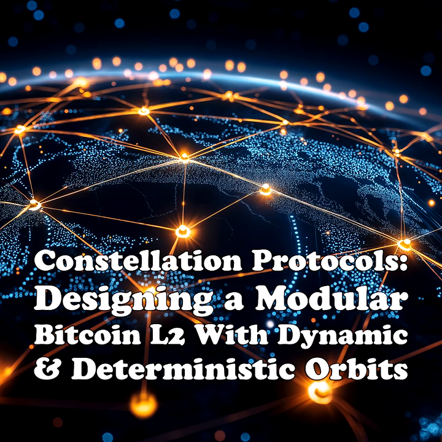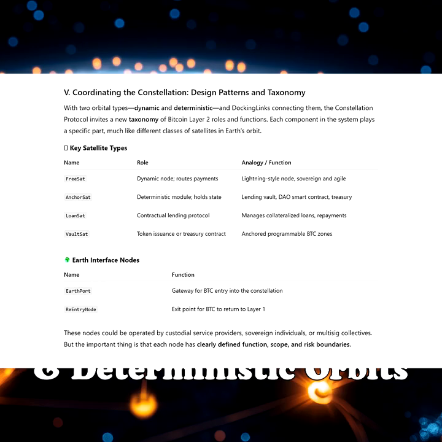Section 5, Coordinating the Constellation, Design Patterns and Taxonomy, Satellite Types and Architecture Overview. Let's break down how the system works, functionally, modularly, using the satellite analogy as a design pattern. Each component in this Layer 2 system plays a specific role, just like different kinds of satellites serve distinct purposes in Earth's orbit. We're using this model to create a modular, predictable coordination layer around Bitcoin without compromising Bitcoin's base layer simplicity or security. We categorize the Layer 2 nodes into two main types, dynamic and deterministic.